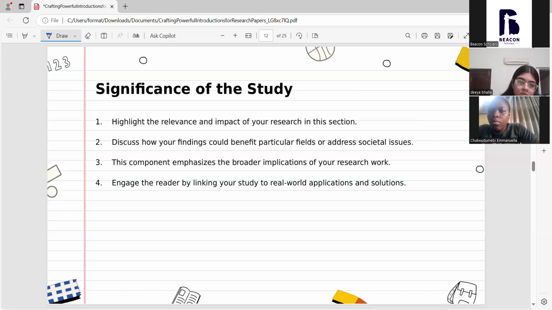Here you are showing the reader why your work matters, and you can connect it to broader societal or scientific benefits. Okay, compelling significance statements can leave a lasting impression on a reader. Okay, if you craft this sentence well, it should leave a lasting impression on the reader while reading your sentence. Okay. Its location is also at the end of your introduction.